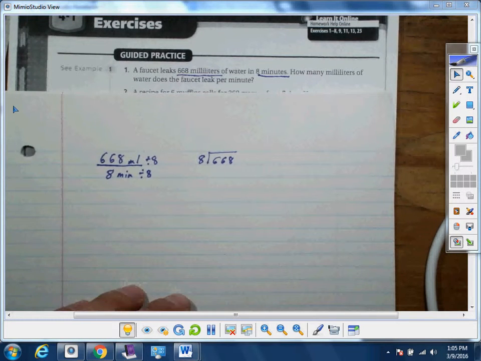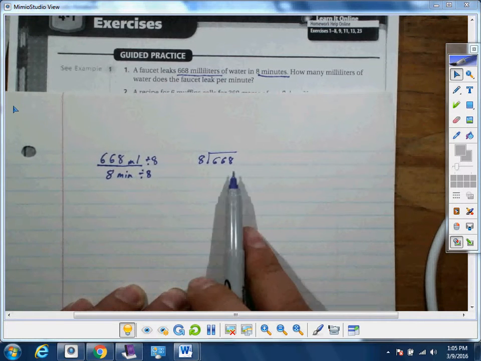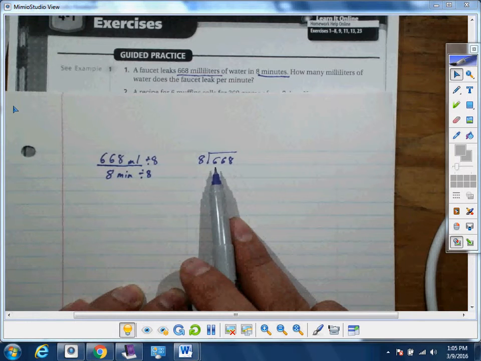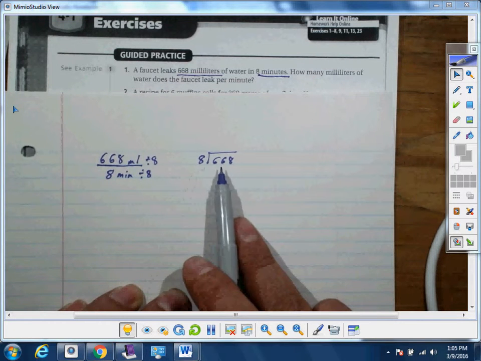So what I'm going to do is take these 668 and divide it by 8. Notice the 668's in the box. Will 8 go into 6? No. Will 8 go into 66? Yes. And I know that 8 times 8 is 64.